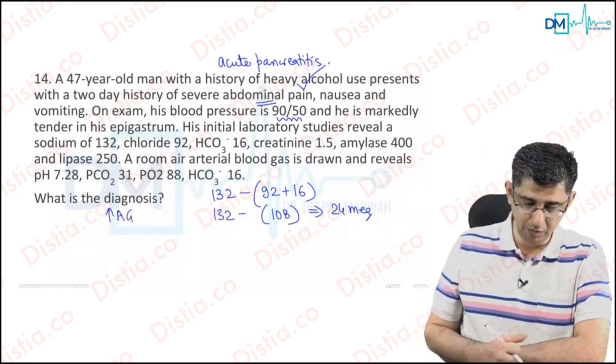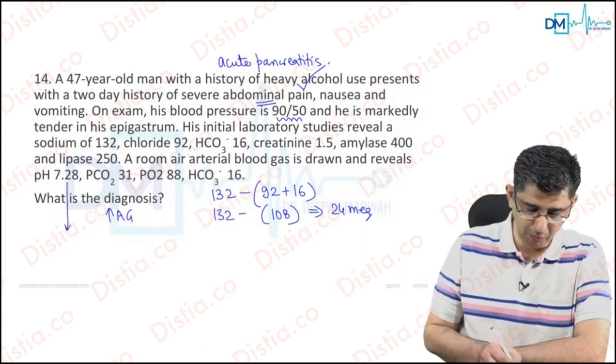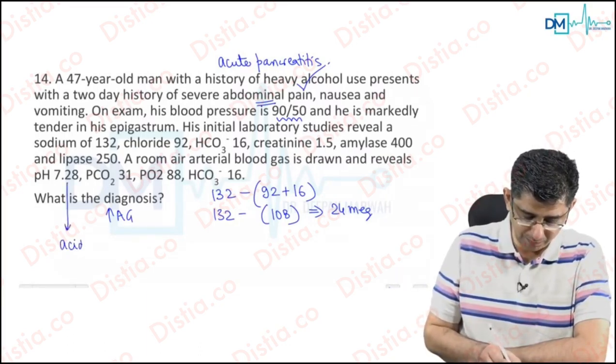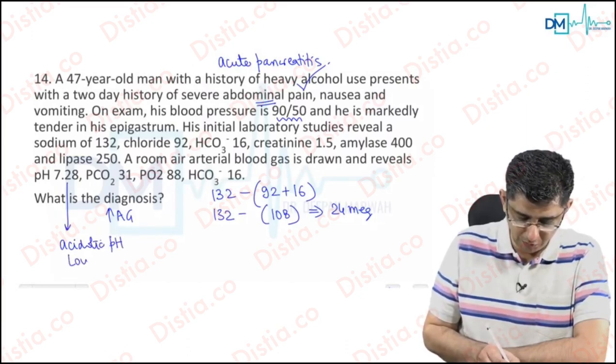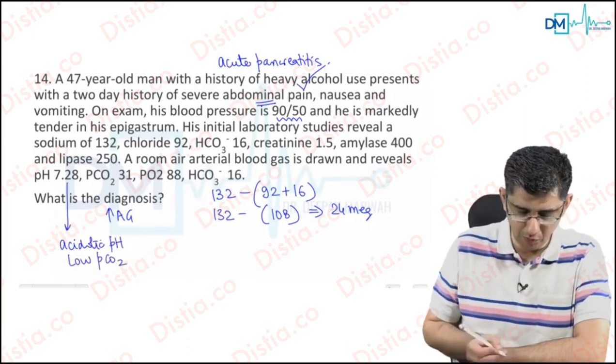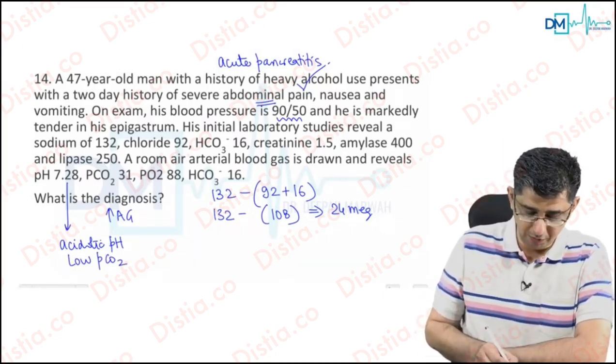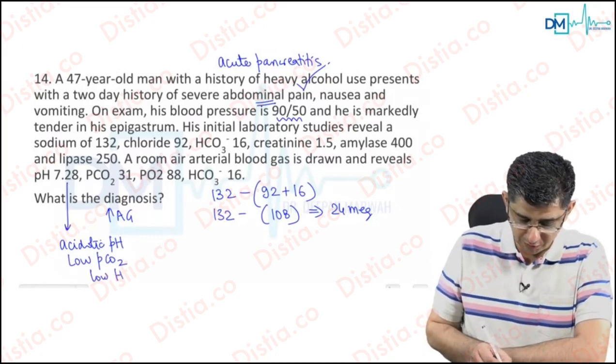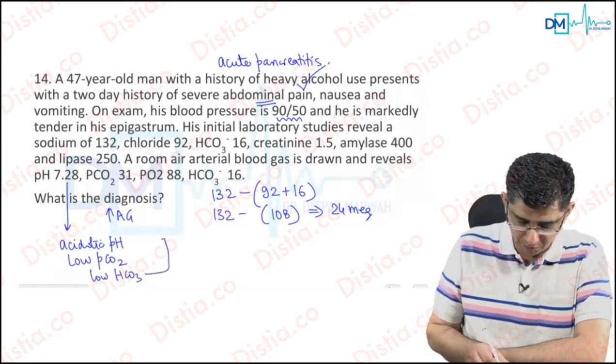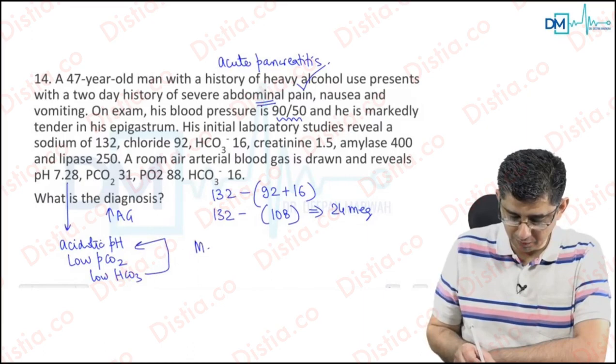A room air blood gas is drawn and reveals a pH of 7.28. So this is an acidotic pH. There is a low PCO2 in the patient, but a low PCO2 cannot explain the acidotic pH. There is definitely a low bicarbonate in the patient, which explains the acidotic pH of this guy. So the primary change in this guy is the presence of metabolic acidosis.